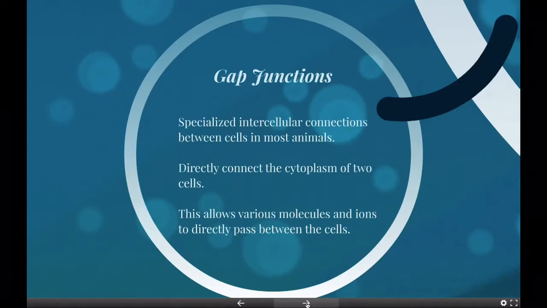Gap junctions are specialized intercellular connections between cells in most animals. Gap junctions are an example of cell-to-cell communication. They directly connect the cytoplasm of two cells, which allows various molecules, ions, and electrical impulses to directly pass through a regulated gate between cells. Gap junctions occur in virtually all tissues of the body, with the exception of adult fully developed skeletal muscle and mobile cell types such as sperm. Gap junctions, however, are not found in simpler organisms such as sponges.